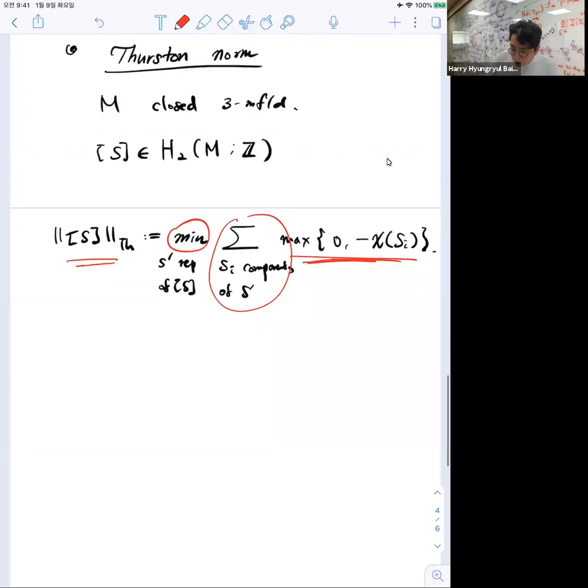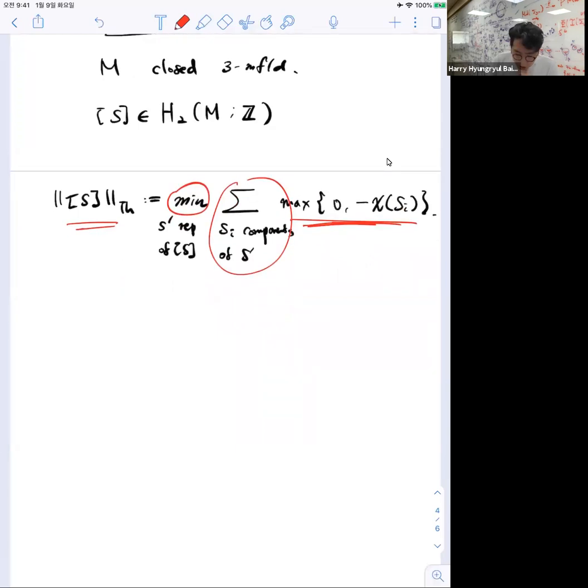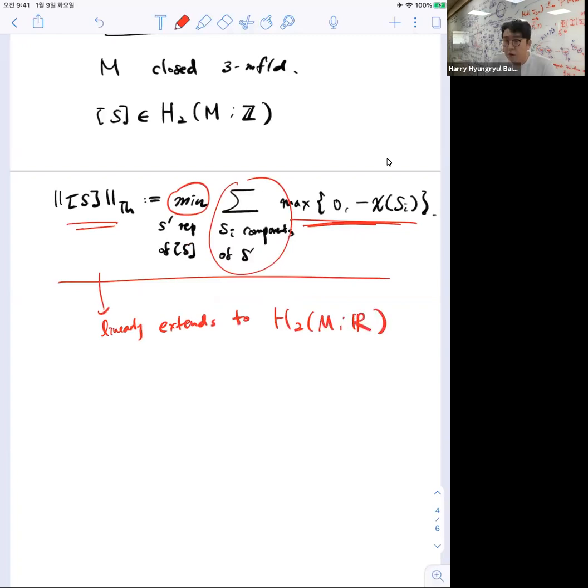So here, what one can easily show is, of course, we need the integral homology class to do it, but this linearly extends to H2 with R coefficients. And also, this is only a pseudo norm for an arbitrary 3-manifold.